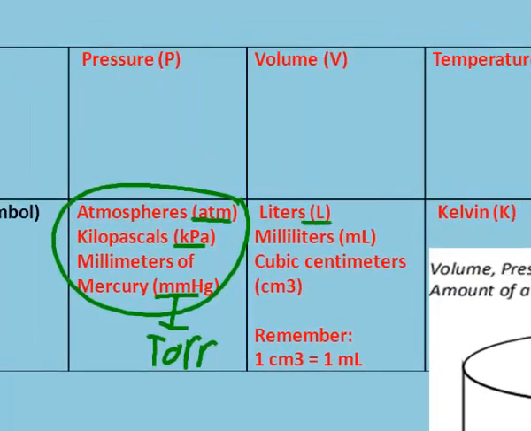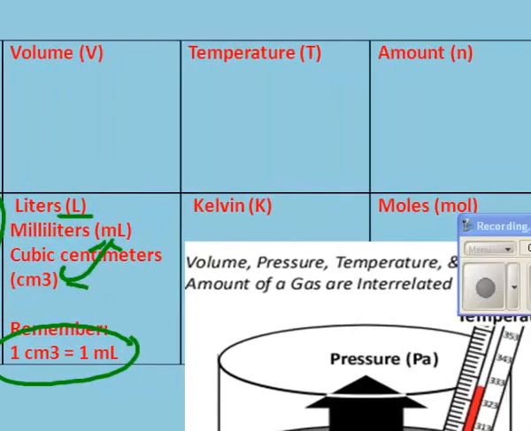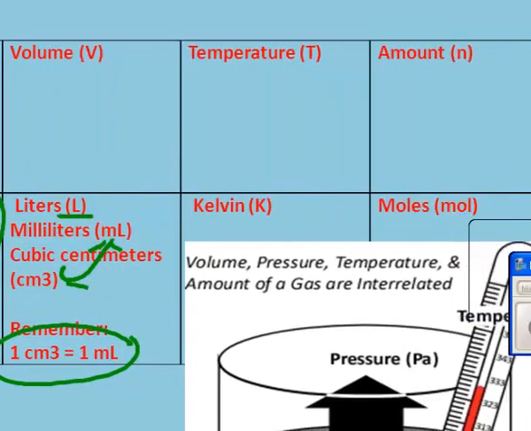Volume is normally in liters. Sometimes it's in milliliters. Remember, a milliliter is a cubic centimeter. It's the same thing. They're written down right there. Temperature is in Kelvin, and we'll show you conversions with that. And amount is in those moles that you guys love so much.